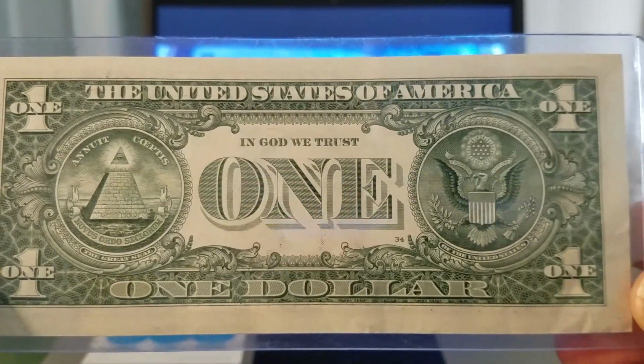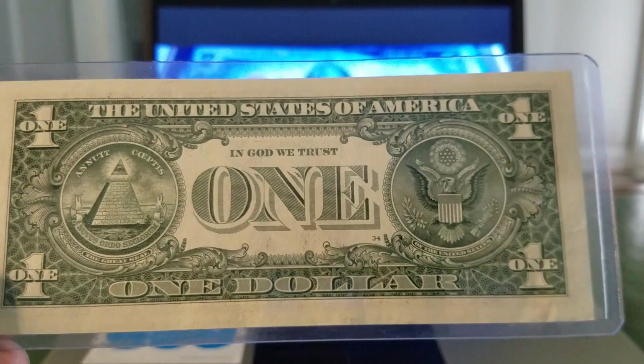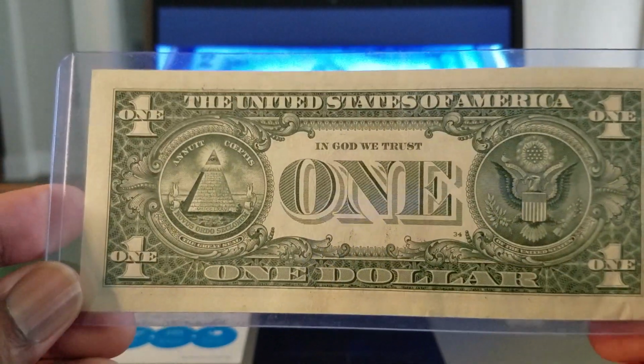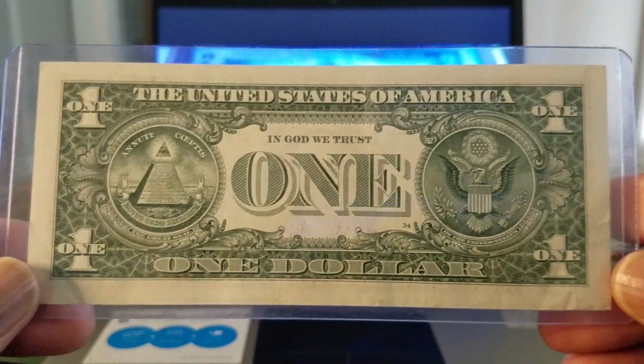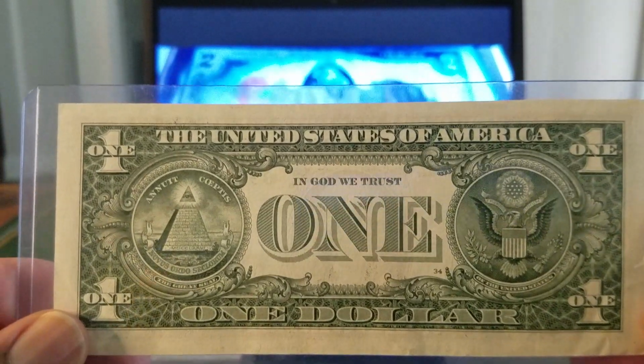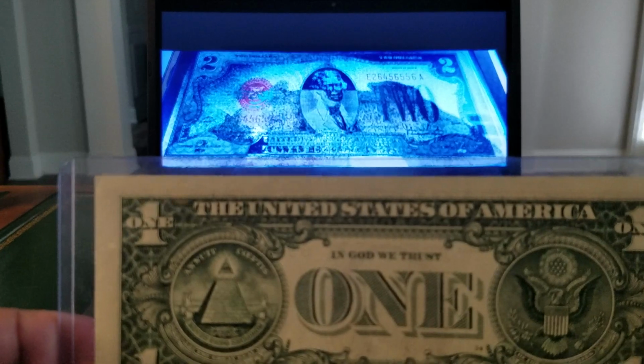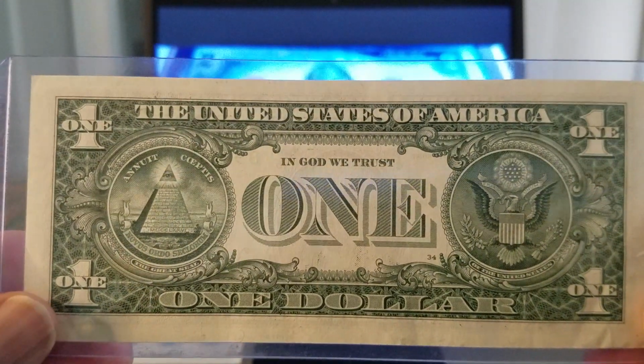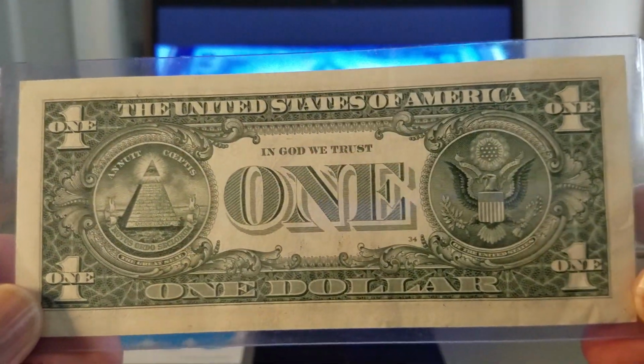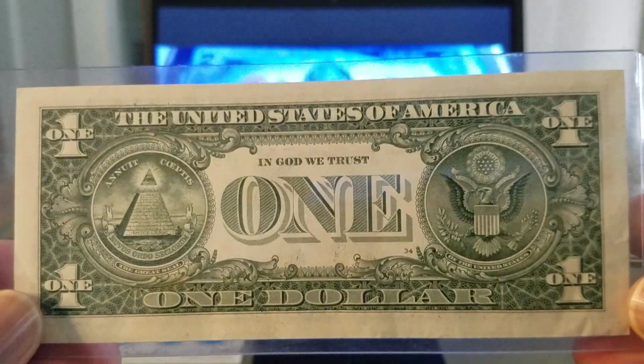So in no particular order, I'll break this down and speak about everything that's on this bill. I'll be covering all denominations that are currently in circulation, from 1 to 100. So let's get into this one. There's a lot of details. It's a lot going on with this one bill right here.